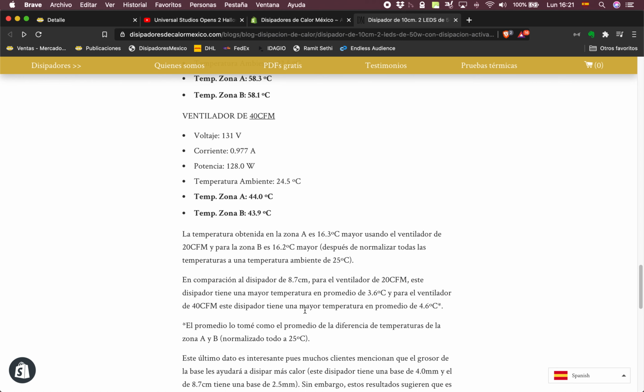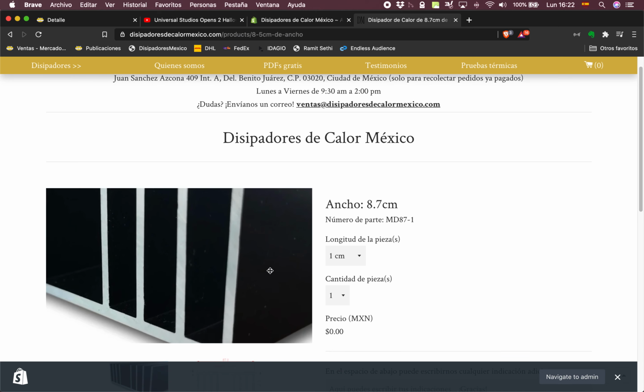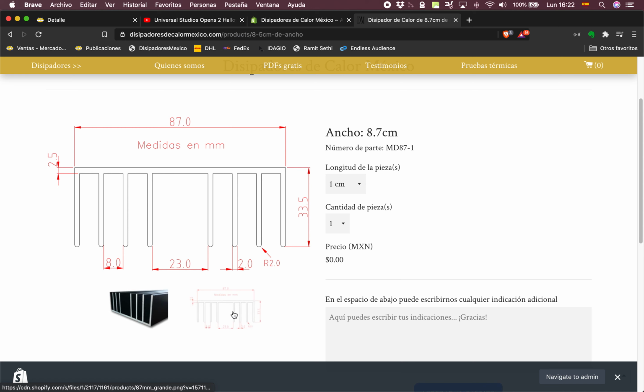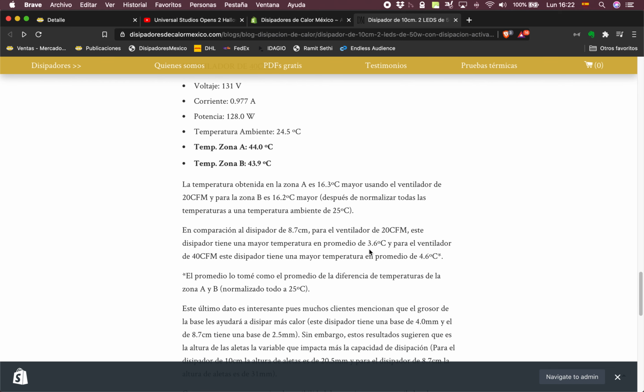An interesting comparison is that these temperatures are higher for this heatsink in comparison with the 8.7 centimeter wide heatsink, which is this one. This is the 8.7 centimeter wide. As you can see, the fins are taller in comparison with the other model, and on average the difference is about 4 degrees. This is for the 20 CFM fan, and this is the difference for the 40 CFM fan.